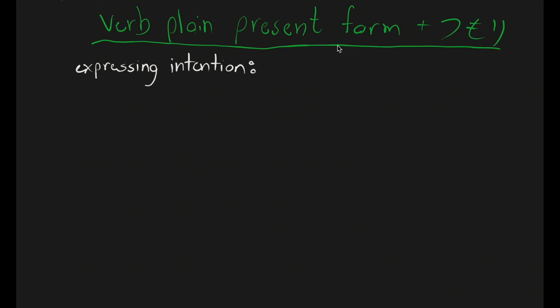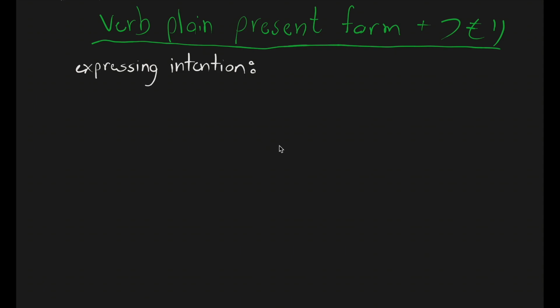So now let's go over the verb plain present form plus tsumori. Okay, so with verb plain present form plus tsumori, with this one, with intention, if you remember from the beginning, it is much stronger than the volitional form plus to. So when you use this, it's like saying, I intend to do something. So instead of I'm thinking of doing something, I intend to do something. There's more intention behind it.